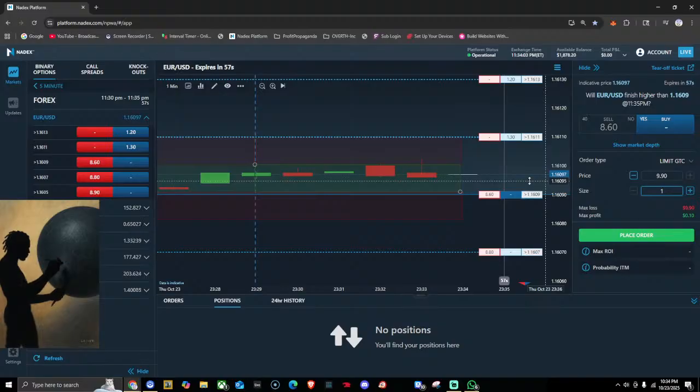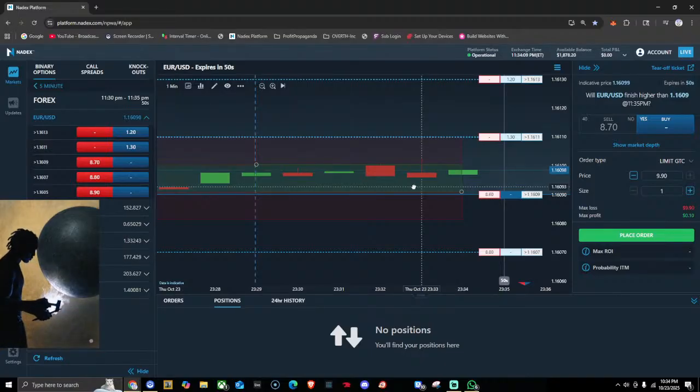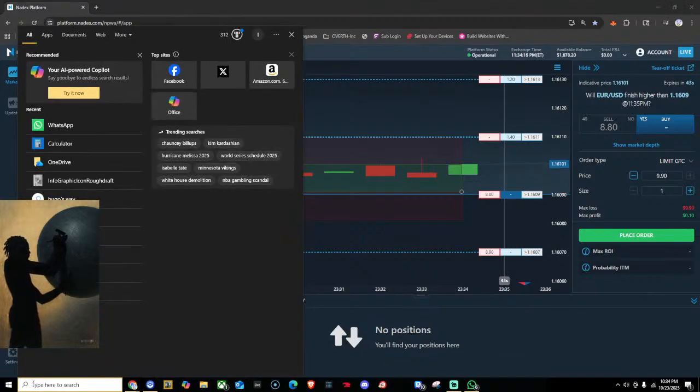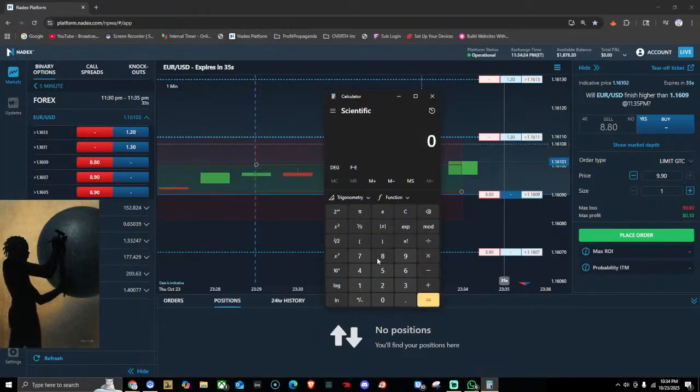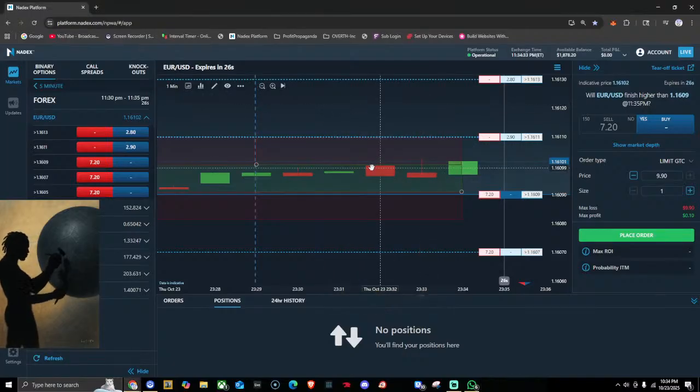But I mean, is that really worth my time? Is that worth your time? Let's see. What's 10 cents? Hold on, let me check something. What percentage of $10 is 10 cents? Like 10% of a percent? Let's find out. 0.1 divided by 10. Oh, okay. So 1% return.